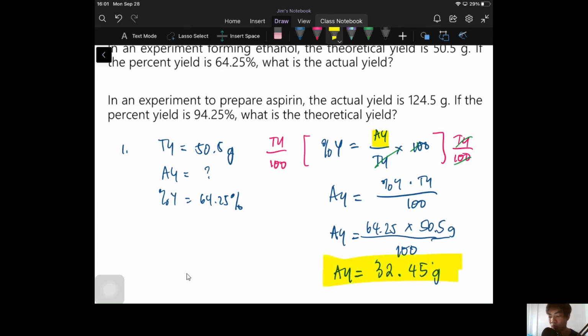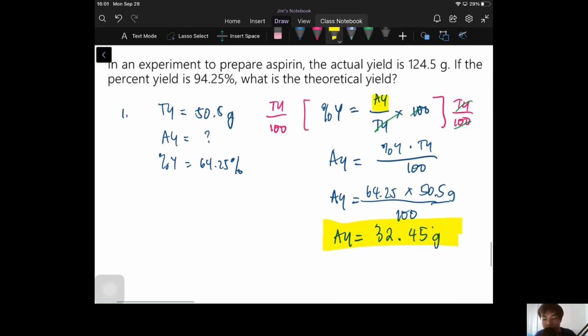What can you notice about the amount of the actual yield? Our actual yield is usually lower than the theoretical yield. There are times when the actual yield is higher than the theoretical yield, when the percent yield is 100% or above, and that's normal. In laboratories, that really happens. But if your percent yield is less than 100, then you should expect that your actual yield is lower than the theoretical yield. So we're satisfied with that. Let's do number 2.